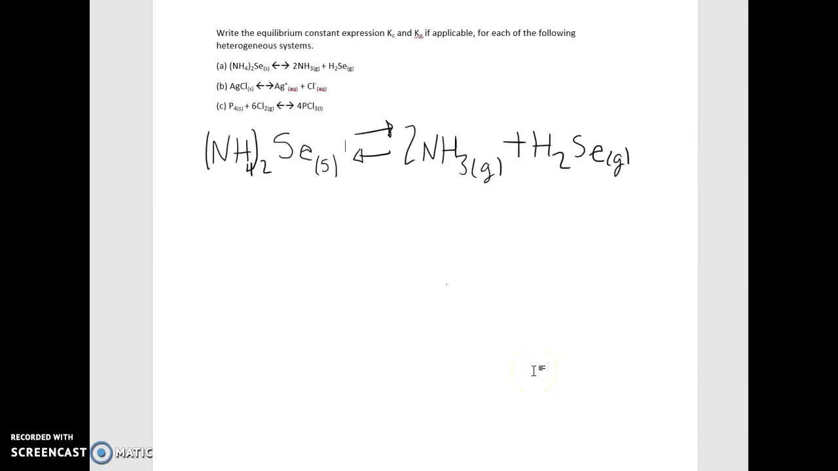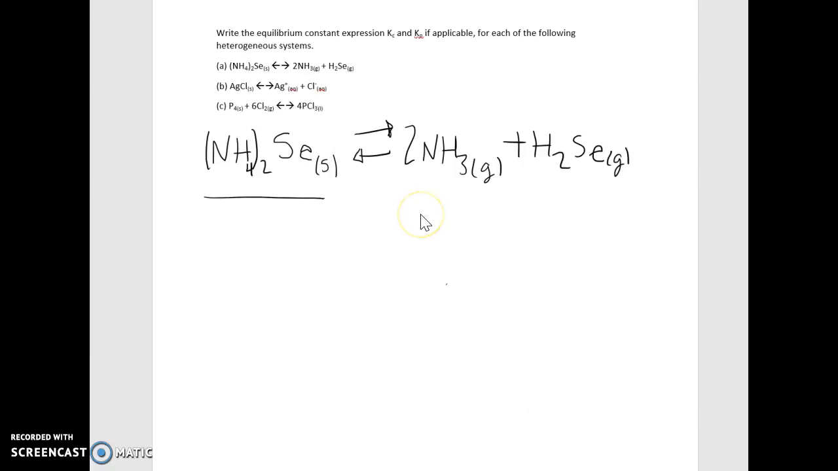Alright, this is problem number 2 of extra credit for exam 3, and it is a problem from the book, and it reads as follows. Write the equilibrium constant expression Kc and Kp if applicable for each of the following heterogeneous systems, and then it gives us the following systems: A, B, and C.